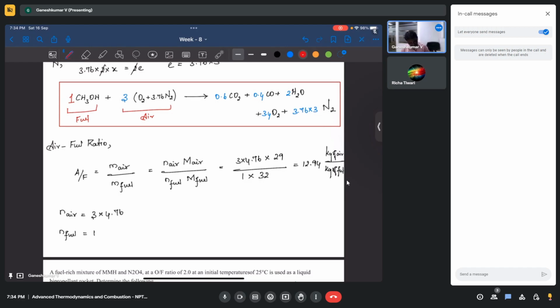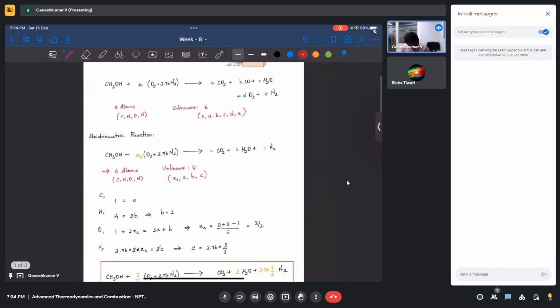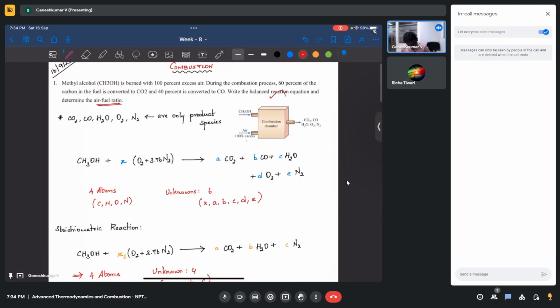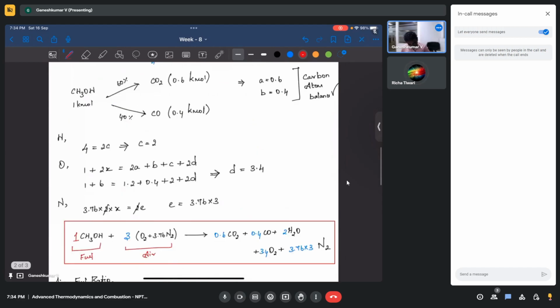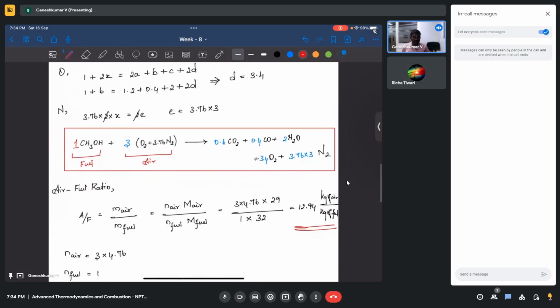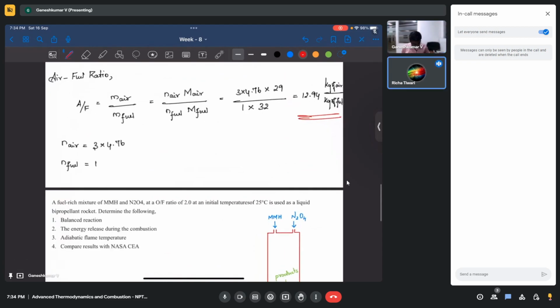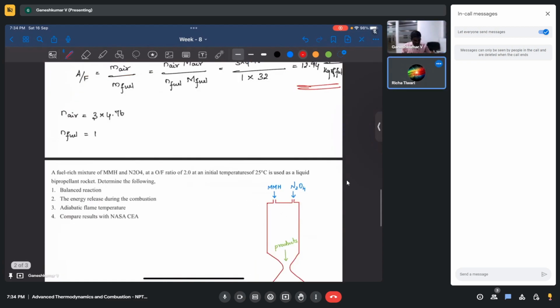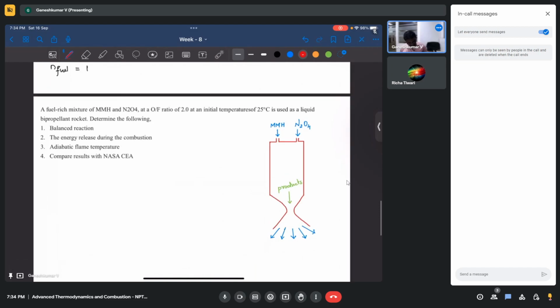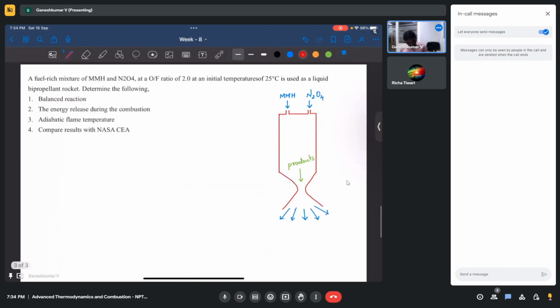So that's it for this problem. We found the air fuel ratio, and we also found the balanced reaction. So that is fine. Do you have any questions in this problem, Richa? No, sir. There are no questions. I will move forward with the second problem.